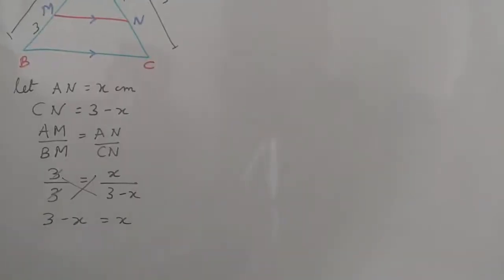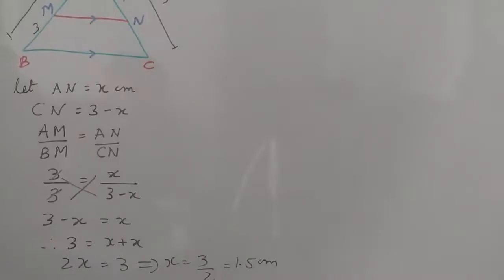Here is 1 by 1. So with 1, if you take multiplication, we get the same. So 3 is equal to this minus x, go this side, x plus x. So that way I get 2x is equal to 3, and so x is equal to 3 by 2, and 3 by 2 is 1.5 centimeters.